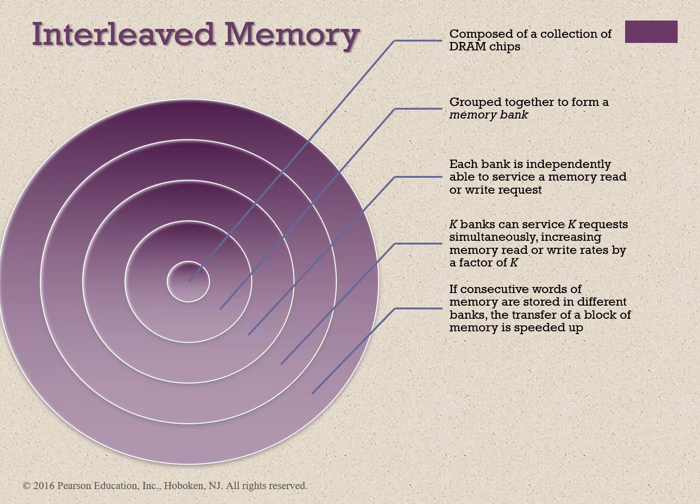Let's assume if we have K banks, we can serve K requests simultaneously. This means interleaved memory increases the memory read-write rate by a factor of K. What is K? K is the number of banks we have. If consecutive words of the memory are stored in different banks, the transfer of a block of memory is speeded up. So this is about interleaved memory.